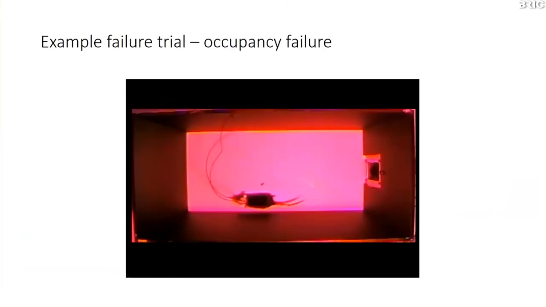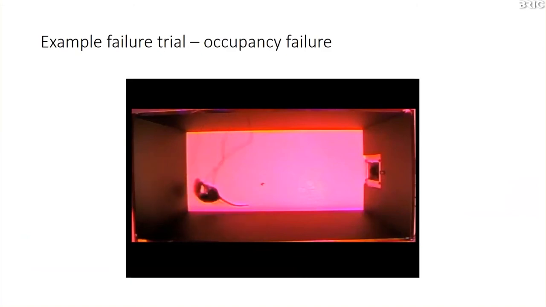This is an example of another type of failure trial, which I will call occupancy failure. The mouse first enters the trigger zone, stays there for 3 seconds, the LED turns on, it goes to the receptacle zone on time, but prematurely exits, and therefore the LED will turn off without the reward dispensing.